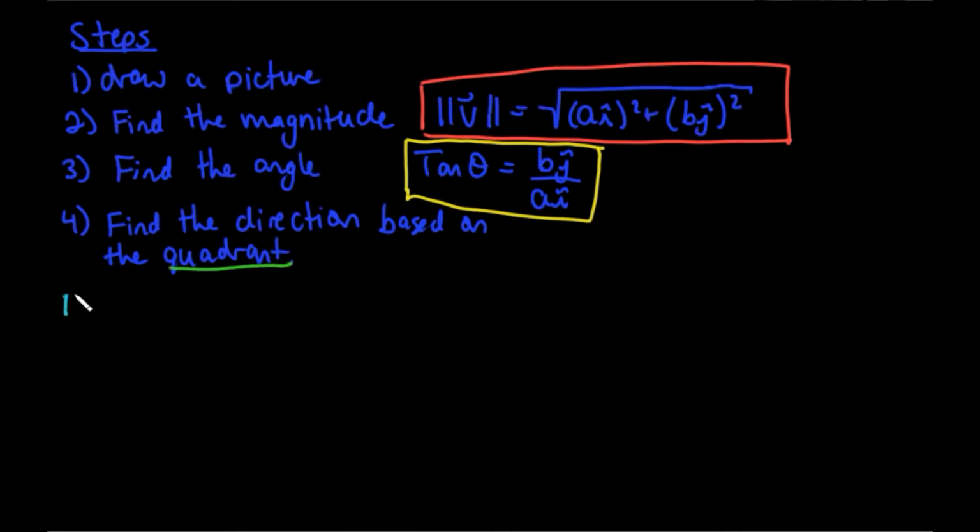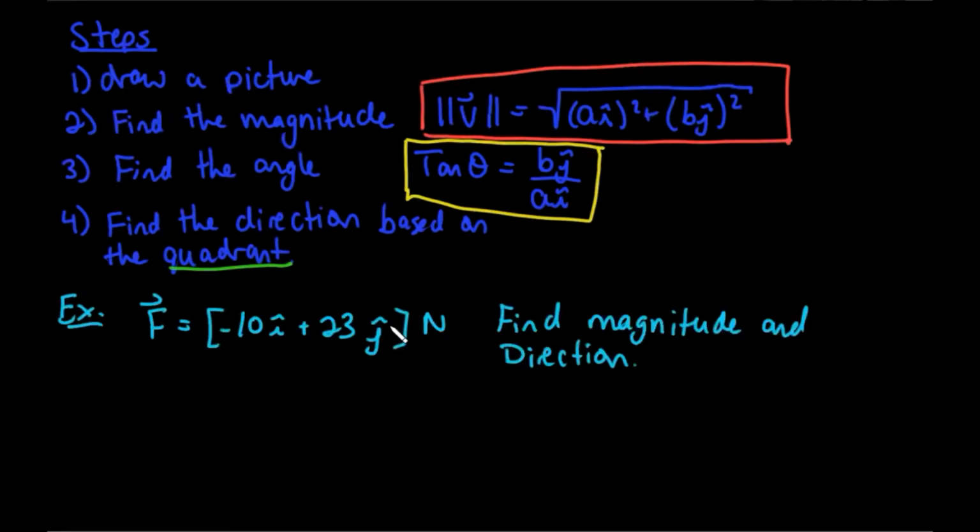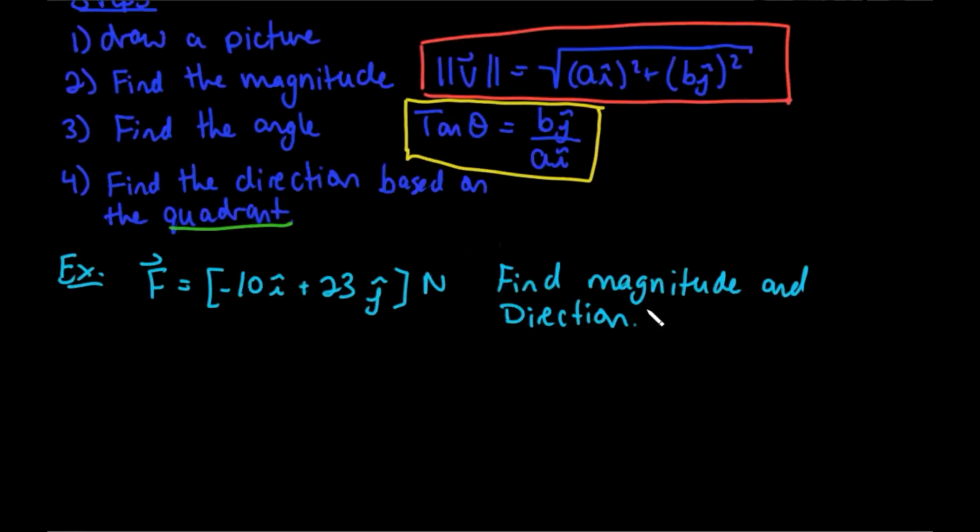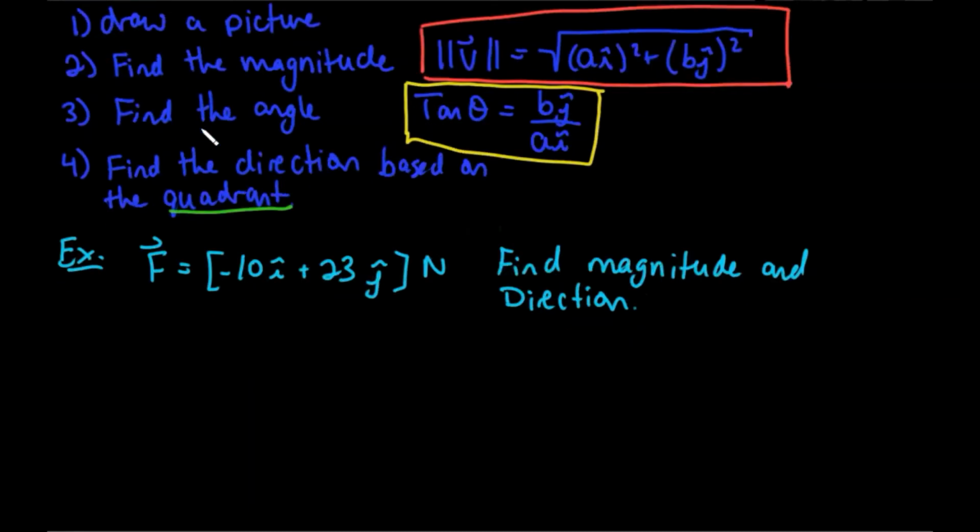So let's go ahead and do an example. Given this force vector of negative 10i plus 23j newtons, we want to find the magnitude and direction of this vector. So, step 1, let's draw a picture. Draw a picture right here. I'm going to draw my quadrants. And I'm going to draw in my vectors.